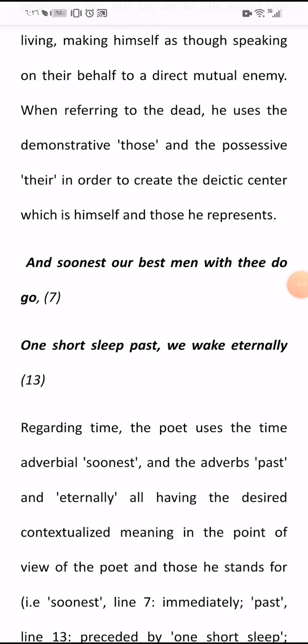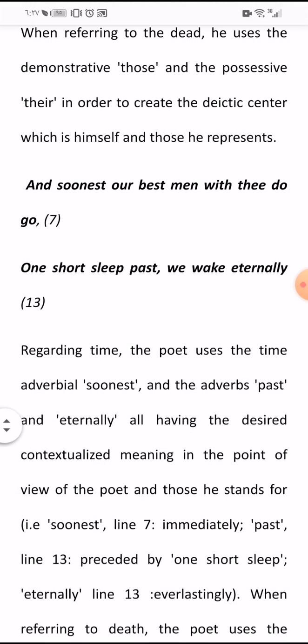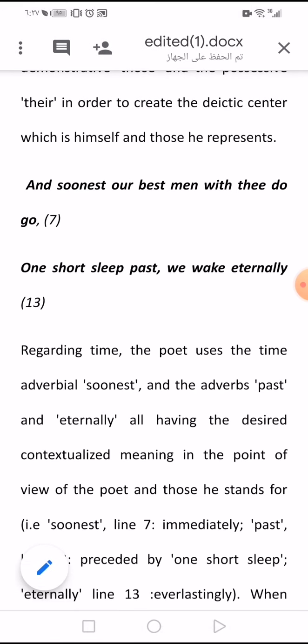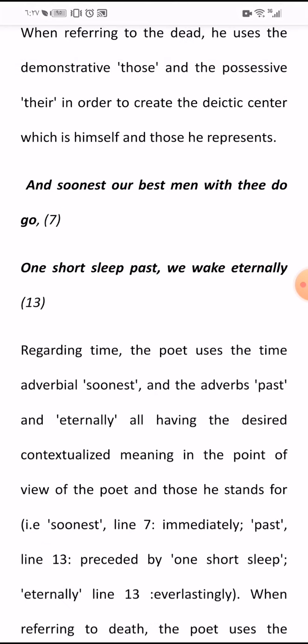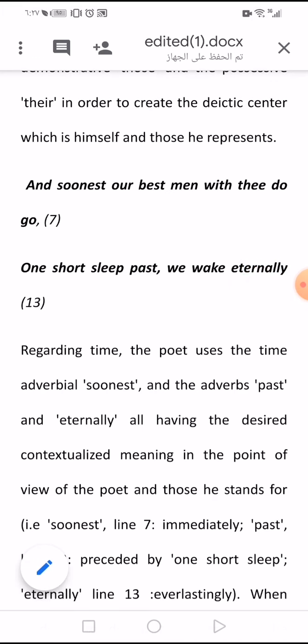And soonest our best men with thee do go. One short sleep past, we wake eternally. Here, regarding time, the poet uses the time adverbial soonest, and the adverbs past and eternally, all having the desired contextualized meaning from the point of view of the poet and those he stands for.